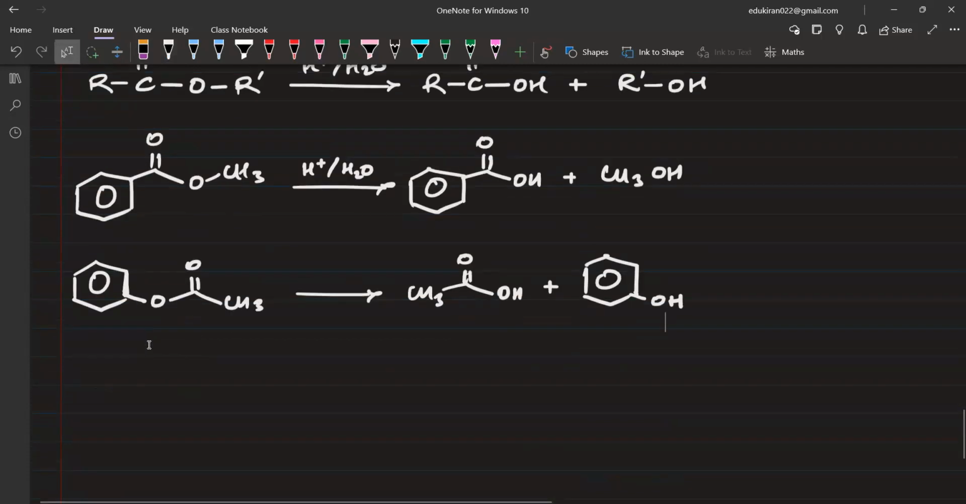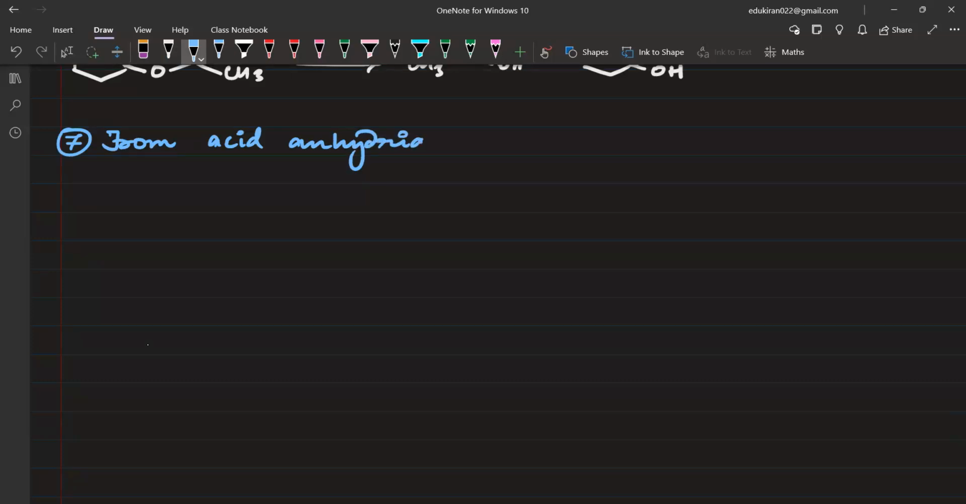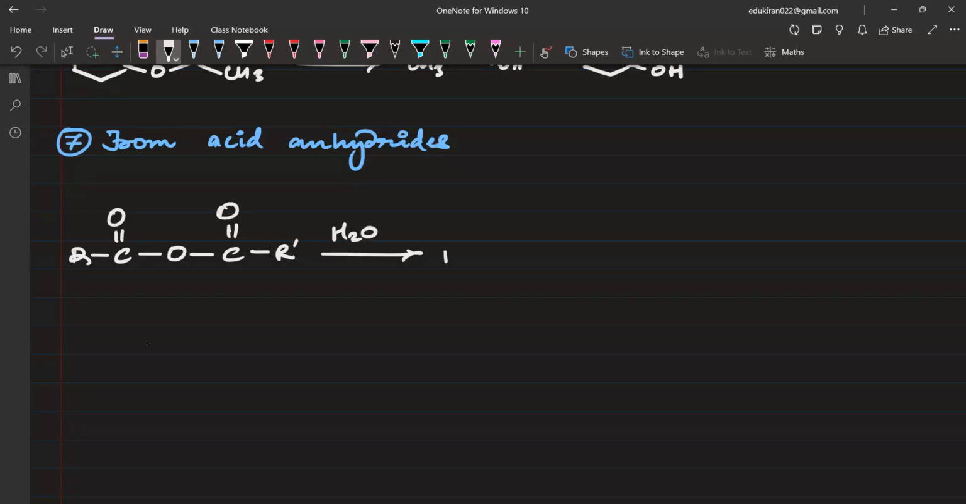Right, next, seventh method of preparation, from acid anhydrides. ठीक है. Acid anhydrides, what are these? You have R, C double bond O, O, carbon, C double bond O, and then you have some R dash. You just need to add water into this, and you will get R, COOH, plus you will get R dash COOH.